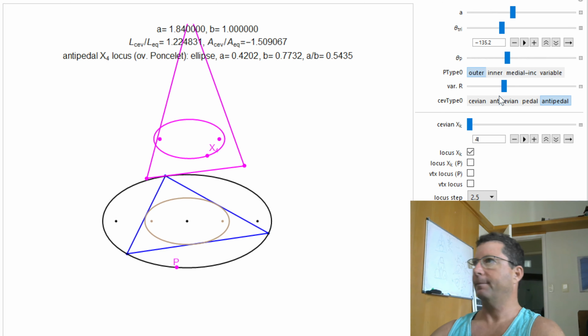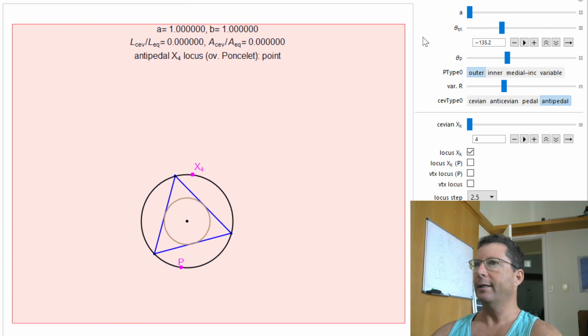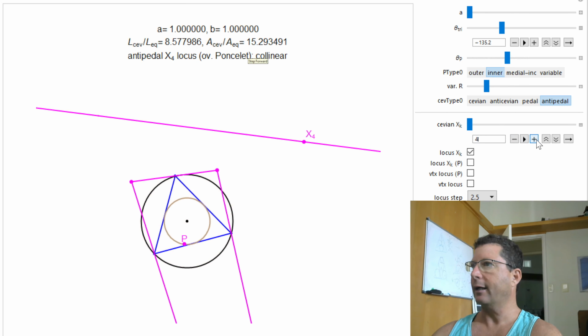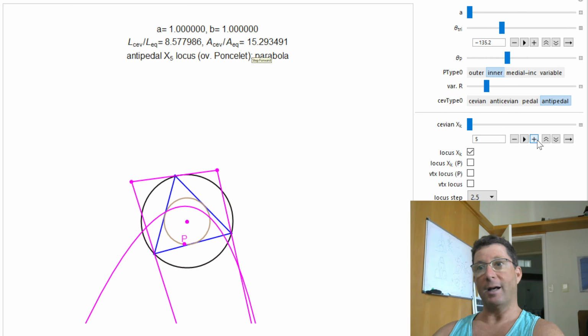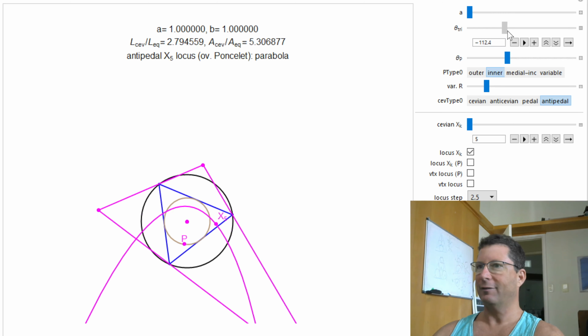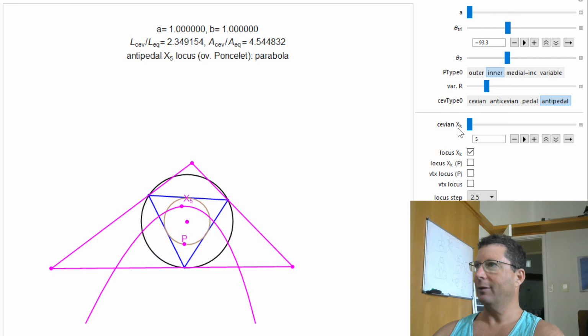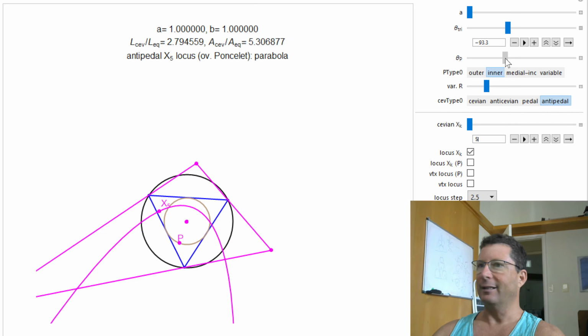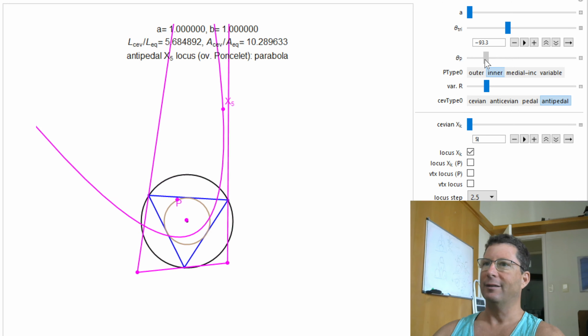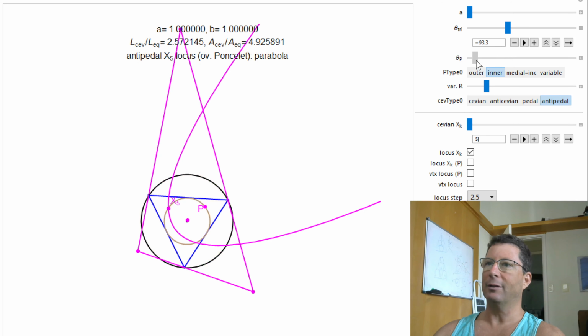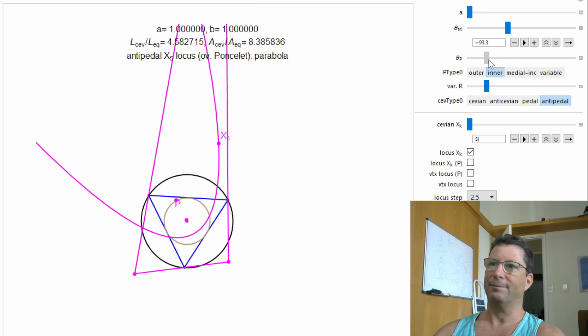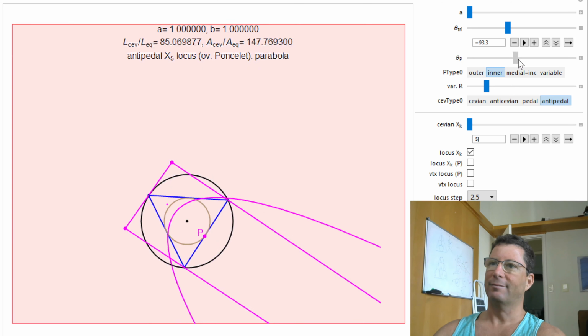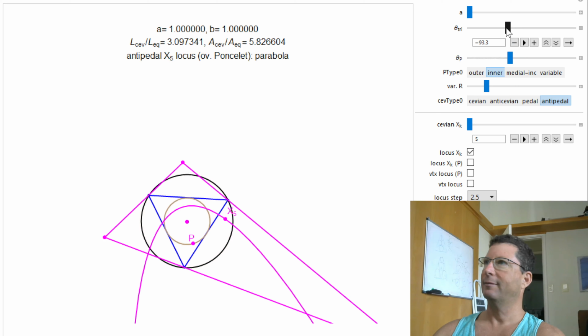Let's look at X5. So back to our home base. I'm going to go to the inner and I'm going to say X5. Oh, that's quite cool, right? So look at what's happening here. The locus of X5 over my family of equilaterals is a parabola if P is on the incircle, and the focus of this parabola looks like the center of the system. That's quite incredible.